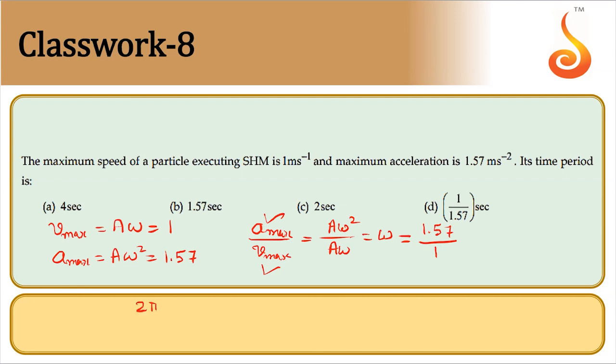Omega is what? 2 pi by T is equal to 1.57, which implies T equals 2 pi divided by 1.57. See, 1.57 is half of pi, so that will become 2 2s are 4. So it will be 4 seconds. That is option A.